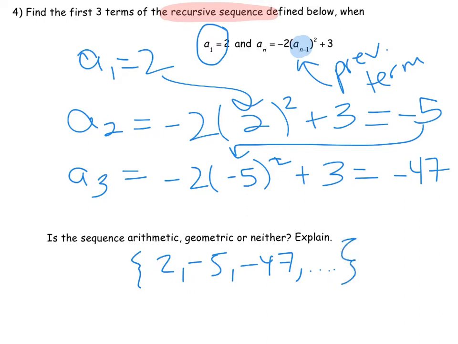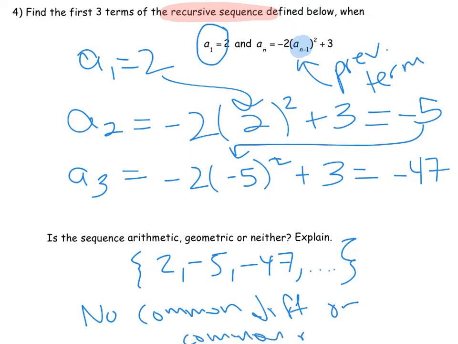All right, so if you were to look at this, there actually, again, is no common difference or common ratio. So you're going to say no common difference or common ratio. Sorry, I'm writing this with my finger. I left my stylus at home. So this is going to be neither again.